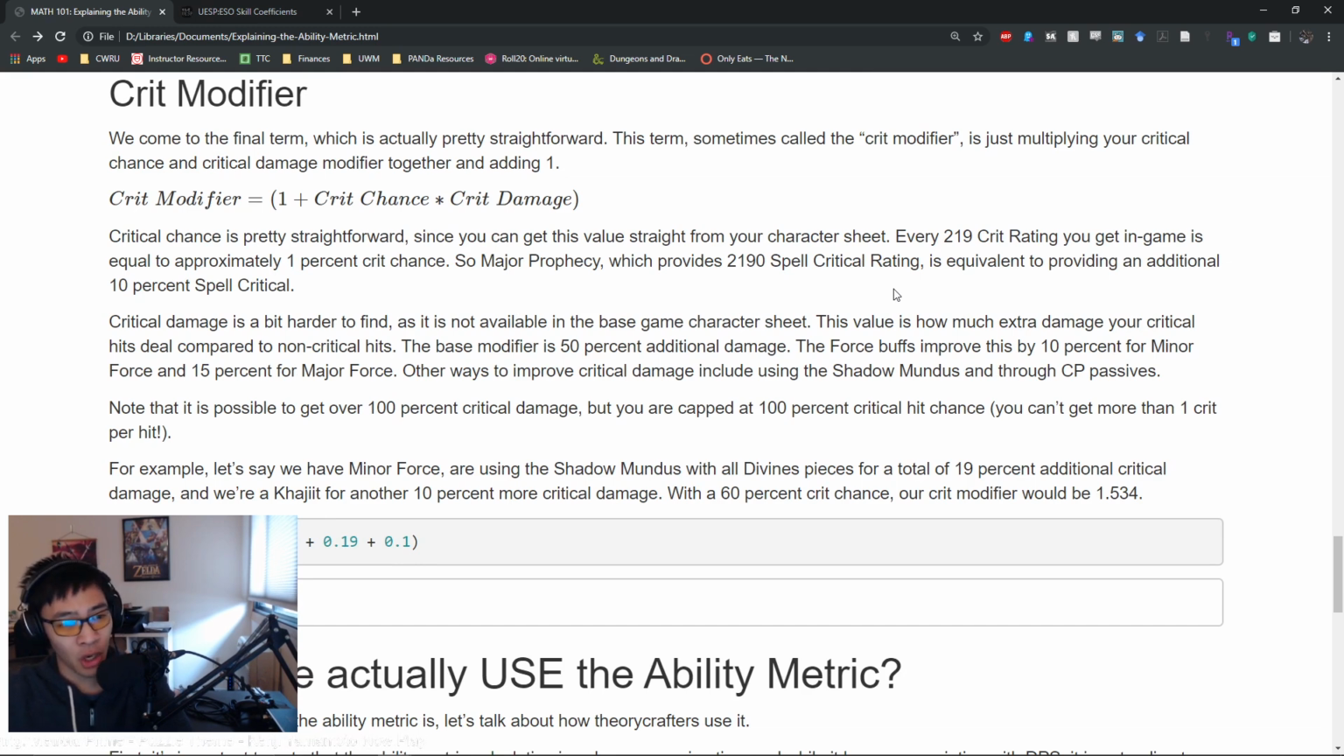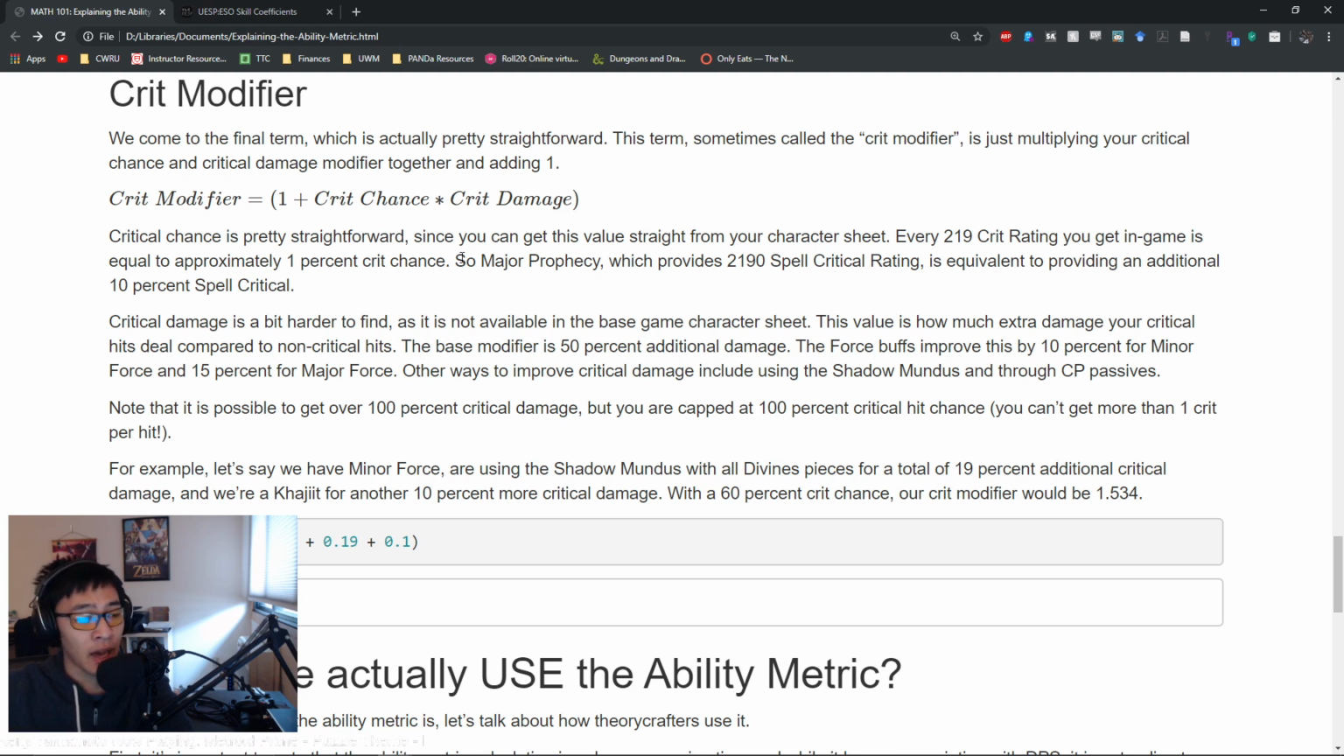So that would be something from like your armor bonus. A critical bonus from an armor set bonus would be 833, for example. Basically, if you divide that value by 219, that is equal to about 1% crit chance. So Major Prophecy provides 2190 spell critical rating. This is equivalent to 10% additional spell crit.